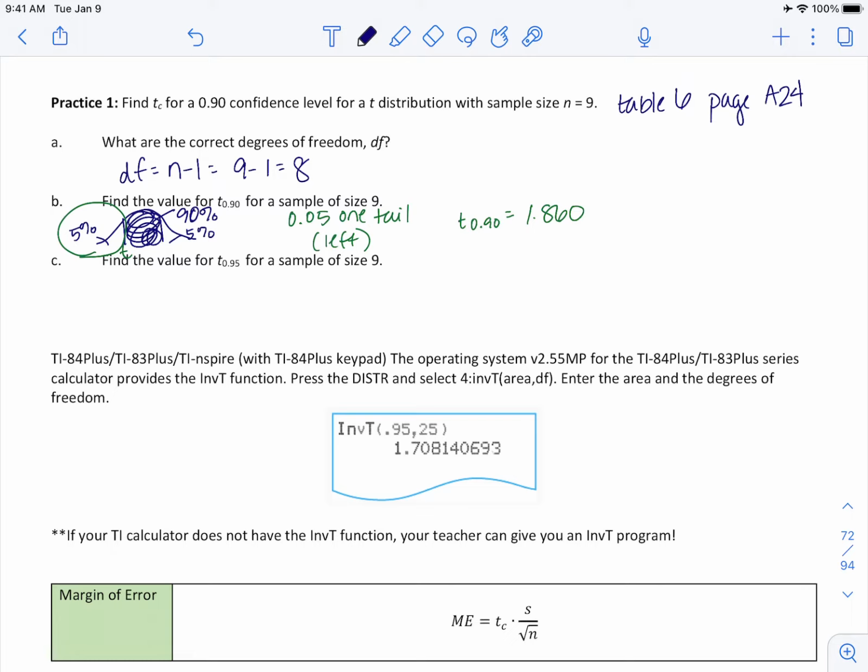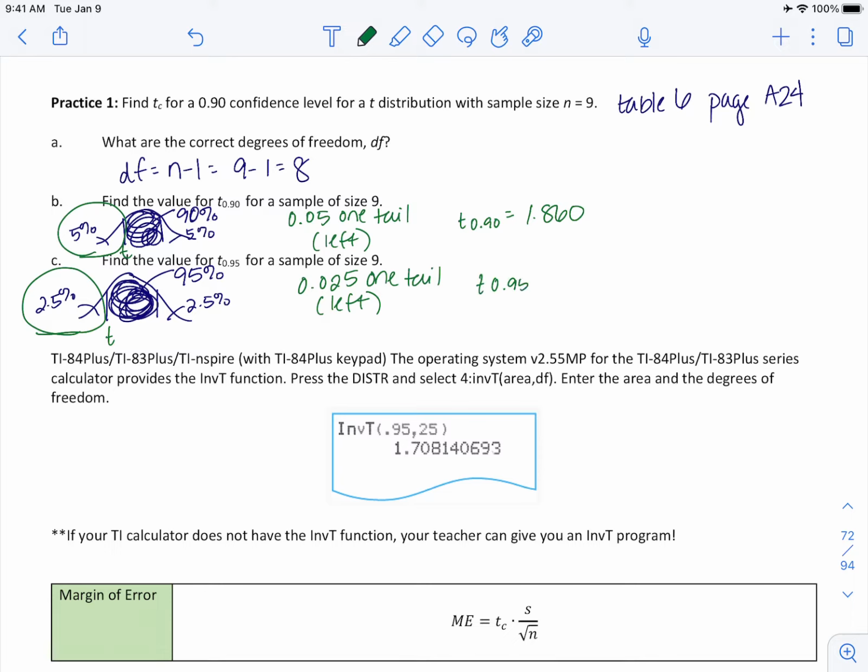For the next one, find the value of 95%, or t of 0.95. Again, same sample size, is 9, so our degrees of freedom are 8. So now if this is our curve, we want the middle to represent 95%, leaving 2.5% on either tail. So again, we're going to use this part here to find our t. So we're looking at 0.025, 1 tail, again on the left, and our t of 0.95 is going to be 2.306.